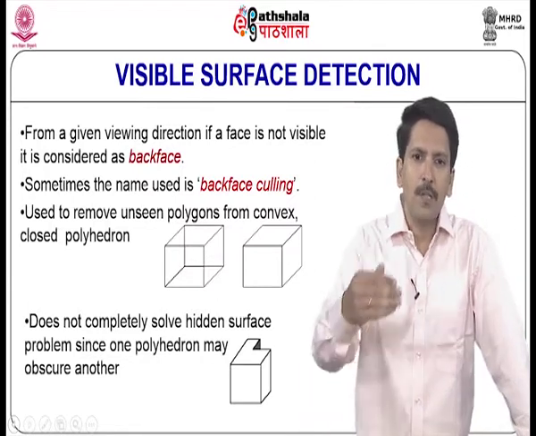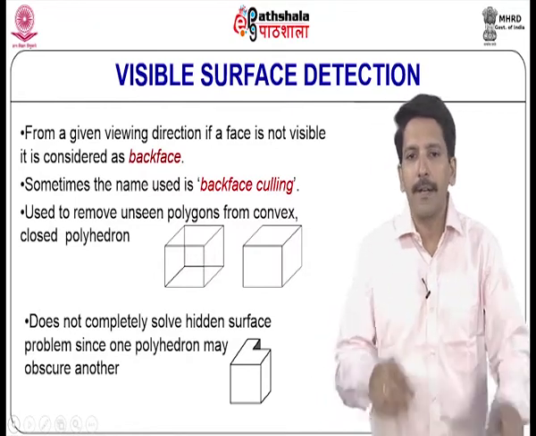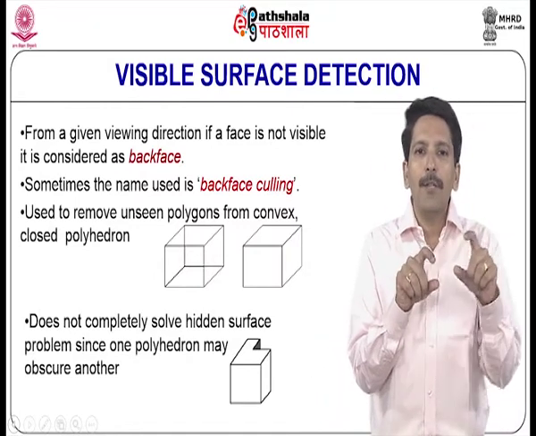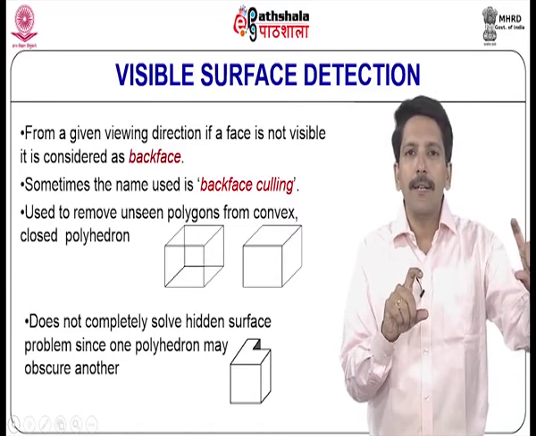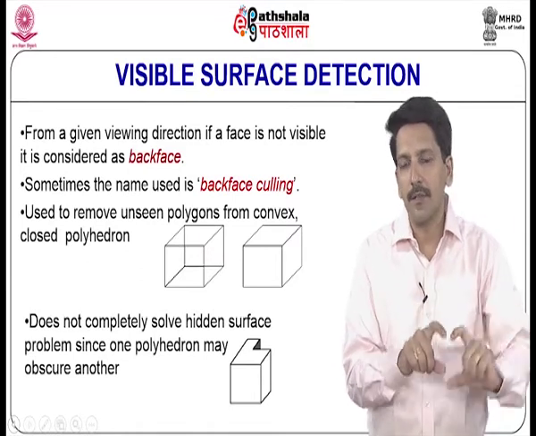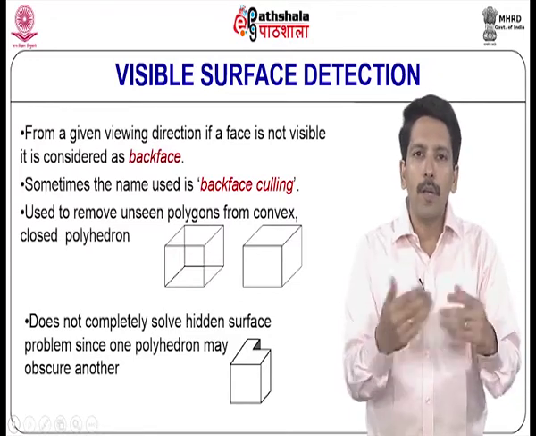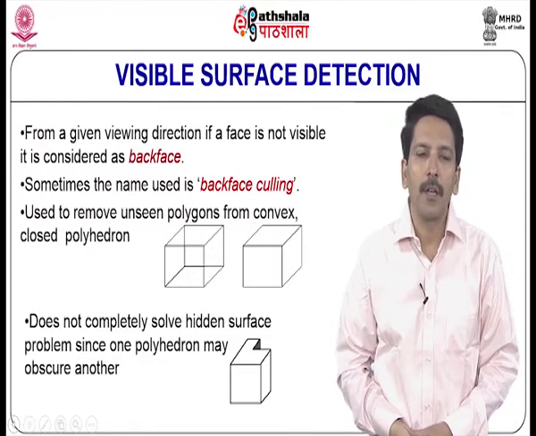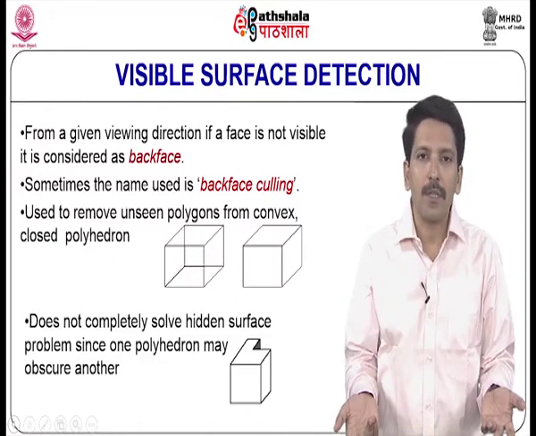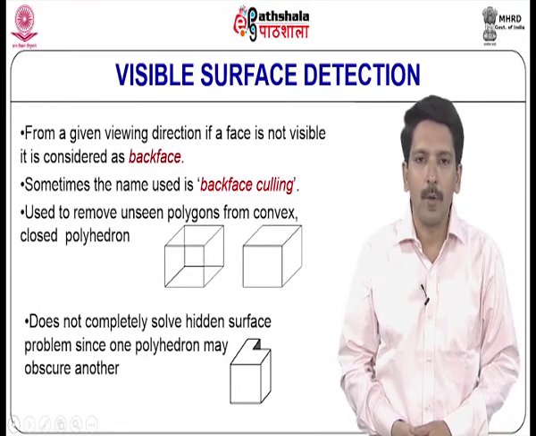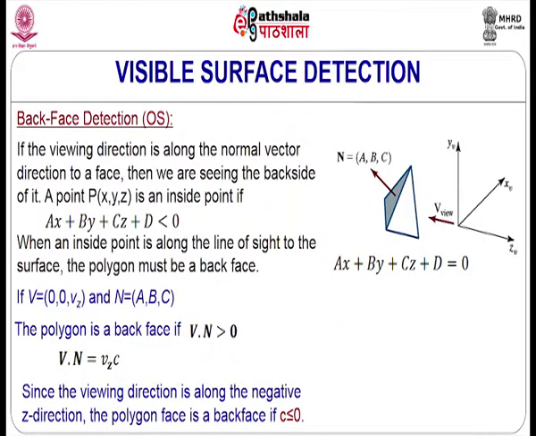As you can see in the example in the slide, a cube is given, and imagine your cube is oriented in such a way that you can see only 3 faces of the cube. The remaining 3 faces or planes of the cube are not visible. So, do not include them at all in the picture, so that we can avoid a lot of processing, manipulation and time. The very first visible surface detection method is backface detection, a category of object space methods. As you can see, in brackets it is given as OS. OS indicates object space method.